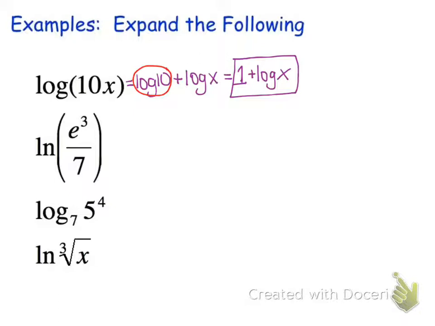Let's take a look at the next one. The ln of e cubed divided by 7. So now we have the log of a quotient. Same idea as before, only now instead of a plus, we're going to switch it to a minus in between. So we're going to have an ln of e to the third minus the ln of 7. Now our rules from the previous video tell us that the ln of e to the third, remember that the ln of e is just 1, and so that turns into 3 specifically. So we can rewrite this as 3 minus the ln of 7.